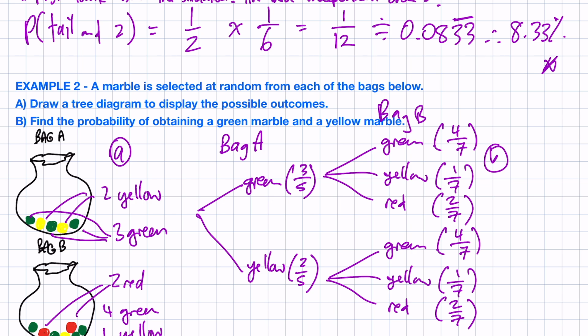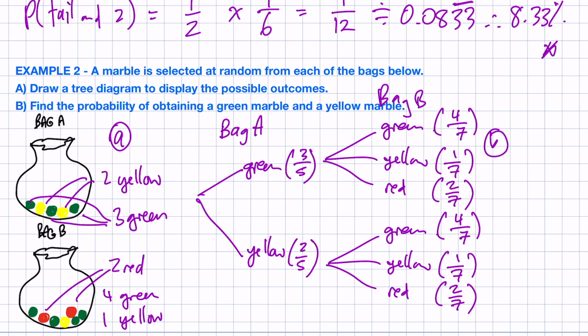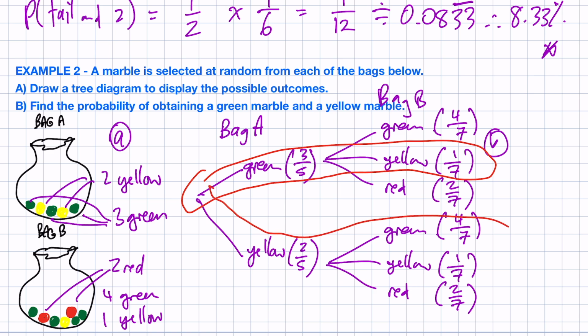Find the probability of obtaining a green marble and a yellow marble. This is harder than it looks. Because is there only one way to get a green and a yellow marble? Nope. Has the question specified that you must get a green first and a yellow after? Be careful. I'm going to try to troll you. So all I care about is that I have a green and a yellow. So I'll get a green, 6 out of 35 and yellow, 3 out of 35. Green and yellow. Is there another option? Yellow and green. Yeah.